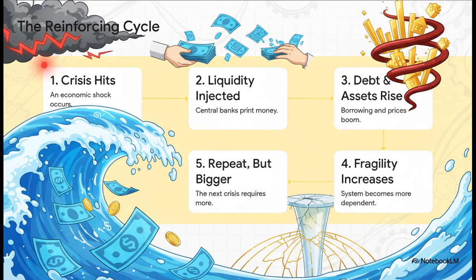So, when the world shut down, what was the response? Well, it was a repeat of 2008, but on a scale that was just unimaginable. You can see the feedback loop right here. A crisis hits, the authorities inject a massive amount of liquidity that fuels a boom in assets and even more debt. And what does that do? It makes the whole system even more fragile, which means it's going to need an even bigger bailout the next time around. See the cycle?